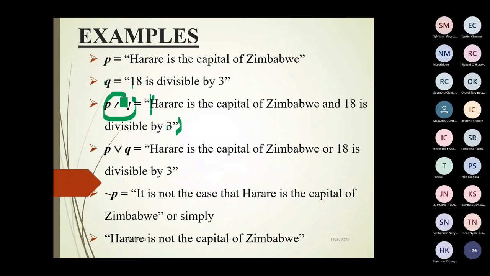into symbol form like this, or we can be asked to give the English version of this statement. So P or Q is saying Harare is the capital of Zimbabwe, or 18 is divisible by what? By 3. The negation, which is the not relation. So the negation of P, which is this one, will be like: it is not the case that Harare is the capital of Zimbabwe, or simply saying Harare is not the capital of Zimbabwe.